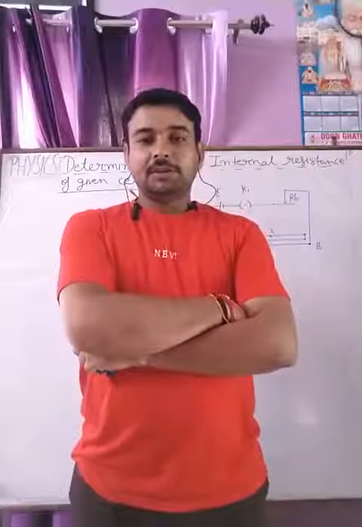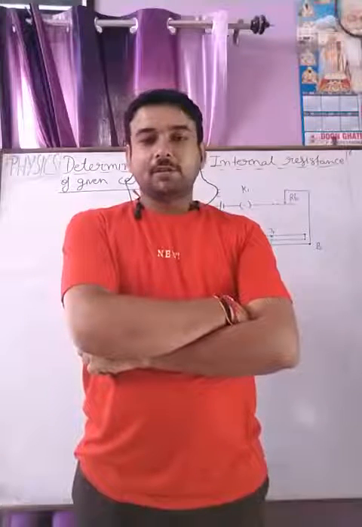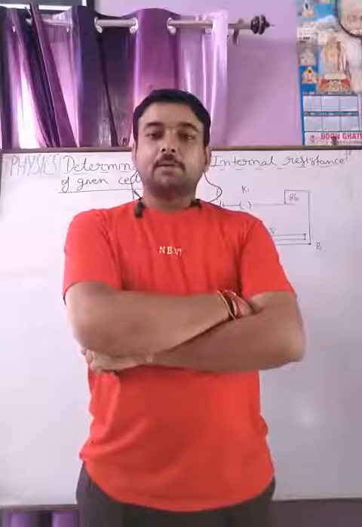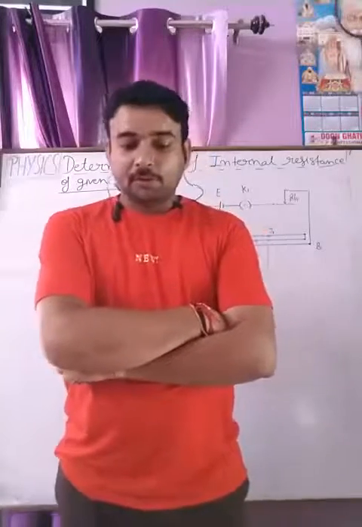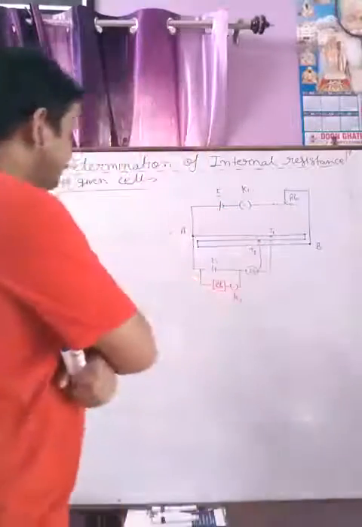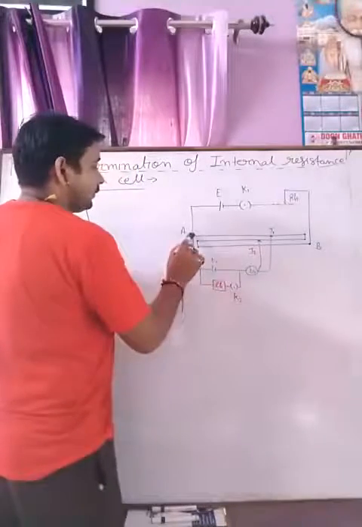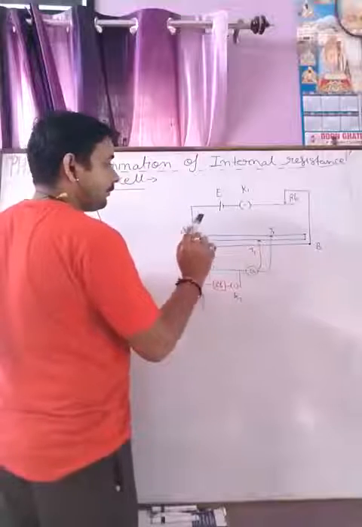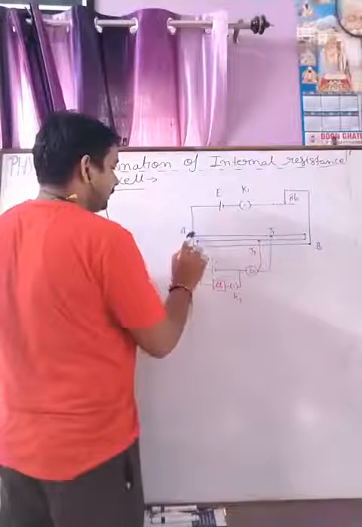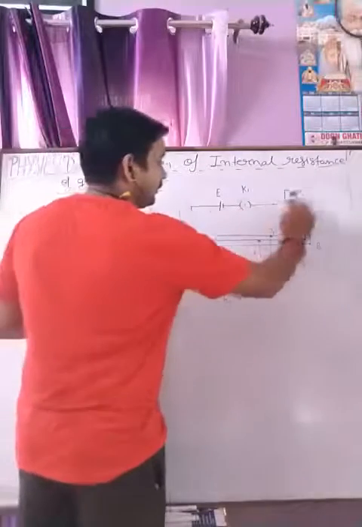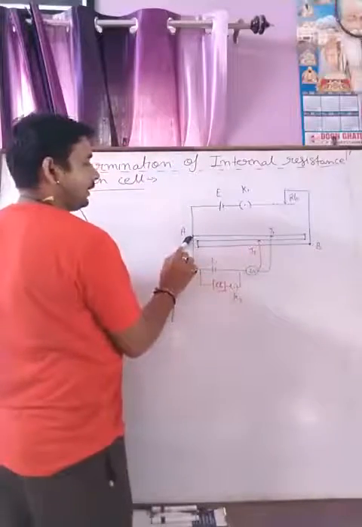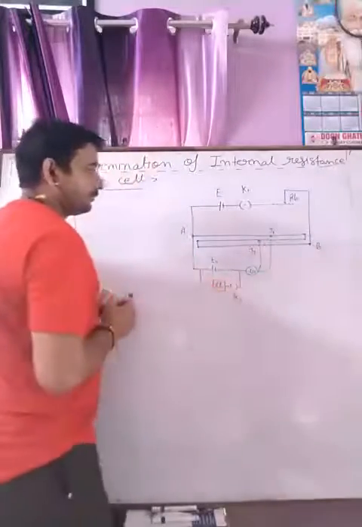Today we discuss the determination of internal resistance by using a potentiometer. For this we have a descriptive diagram. First we have the potentiometer from point A to point B.